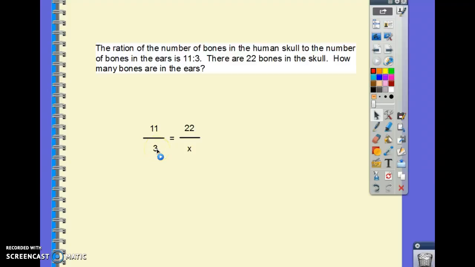It's just like the example in the triangles. The number of bones in the skull to the number of bones in the ears is 11 to 3. So this would be skull, and this would be ears. Okay, so you have 22 bones in the skull, and this would be ears, which we don't know because it's asking how many are in the ears.